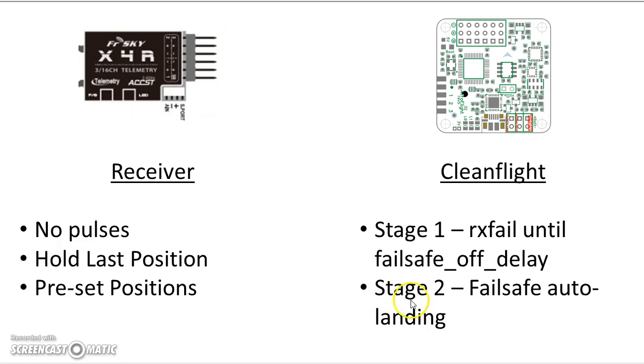By the way, stage two is only active if you have feature failsafe active. If you don't have feature failsafe active, then after stage one expires, that's it, the copter just shuts down.